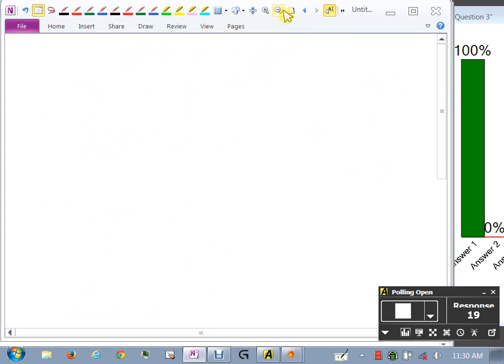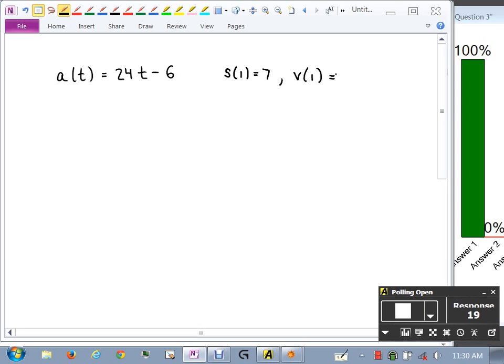So we're going to start off with an acceleration function of 24t minus 6. We are also given S of 1 is 7, and V of 1 is, it's V of 2, sorry. V of 2 is 41.